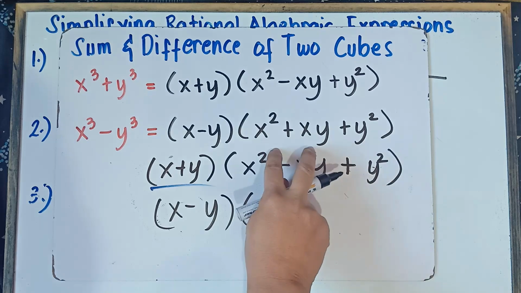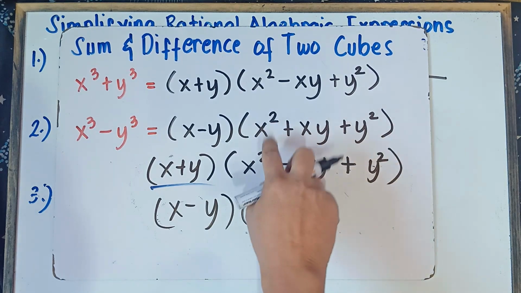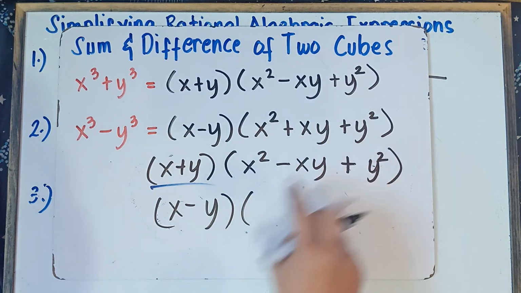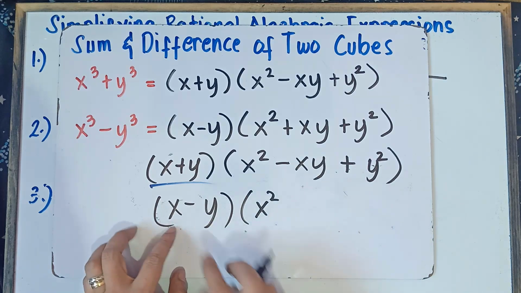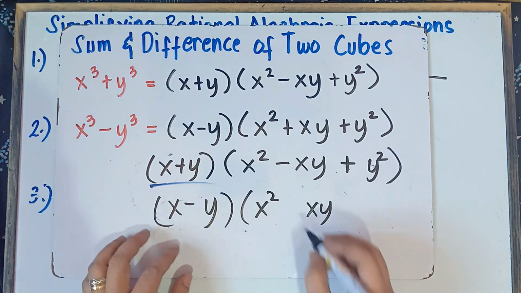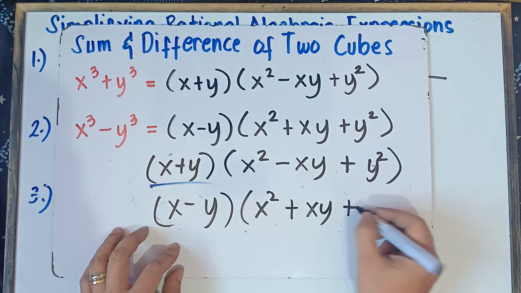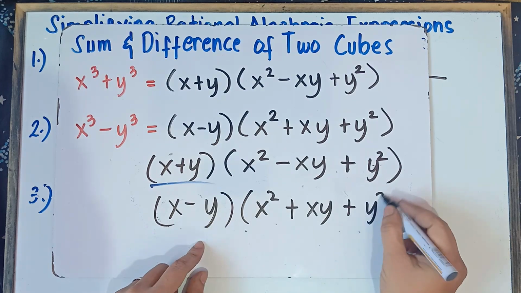So, check this one out, class. All of your second factor will be all positive. So, you have x squared. Same answer, class. Same scenario. X squared, get the square of the first term. X times x, that would be x squared. Multiply x times y, that would be xy. And then all of your answer, class, will be all positive. Positive and then positive. Get the square of the second term, y times y, that would be y squared.